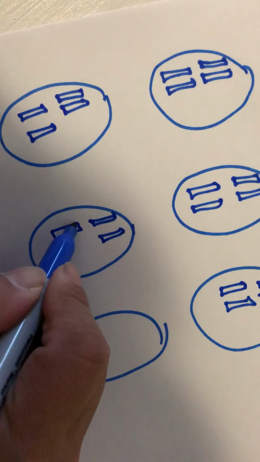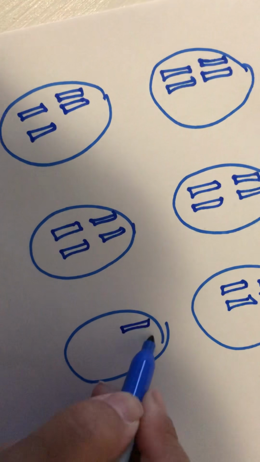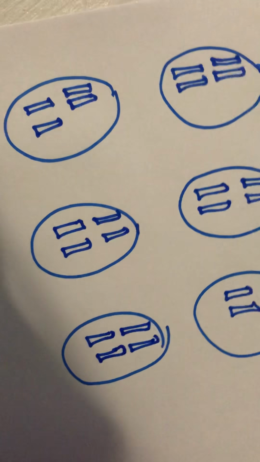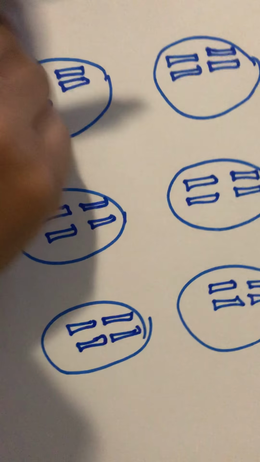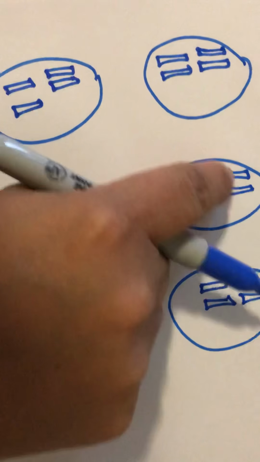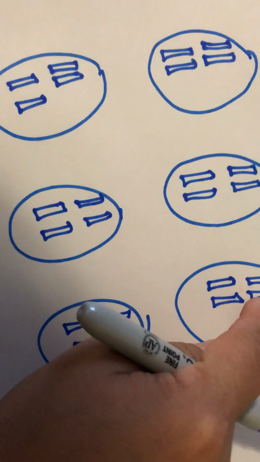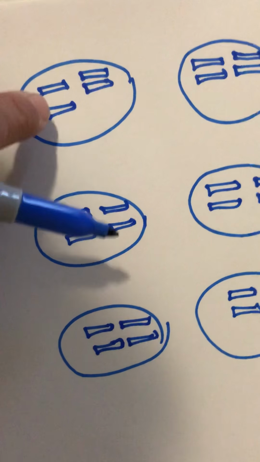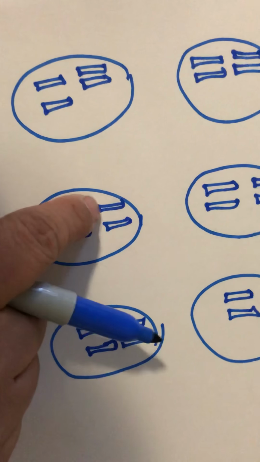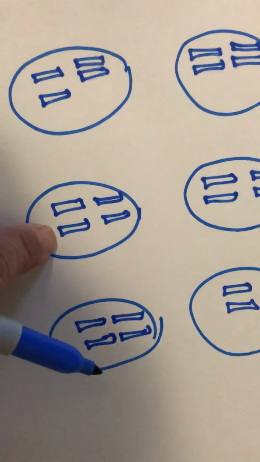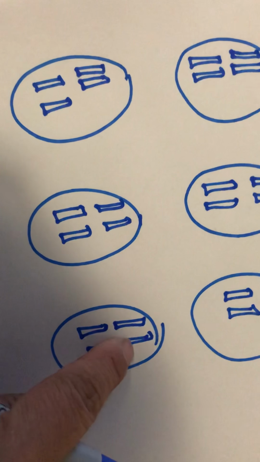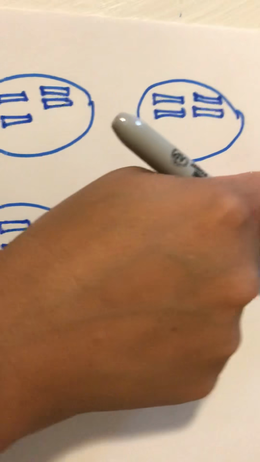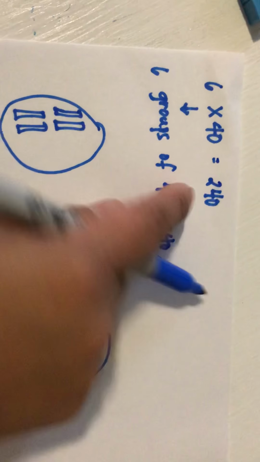Right? So this would remind you that you are doing by tens. Then you count by 10. So 10, 20, 30, 40, 50, 60, 70, 80, 90, 100. 110, 120, 130, 140, 150, 160, 170, 180, 190, 200. 210, 220, 230, 240. Right? So your answer is still 240.